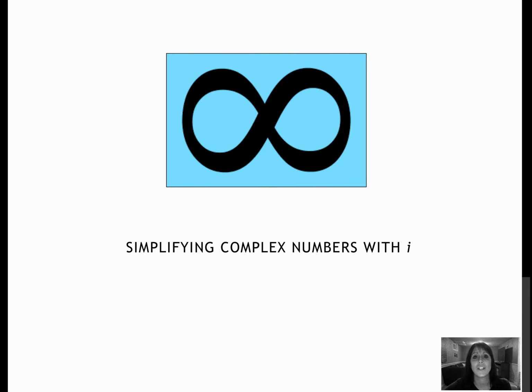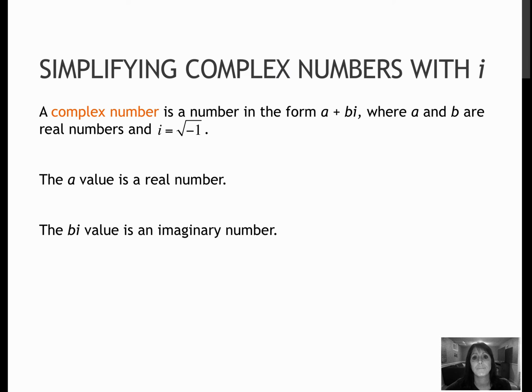This lesson is on simplifying complex numbers with i. So a complex number is a number that has two parts. The first part is a real number, so a, in this case. a plus bi is how we would write a complex number. The a value is a real number, and the bi value is an imaginary number, because i, of course, we know means that it's imaginary.